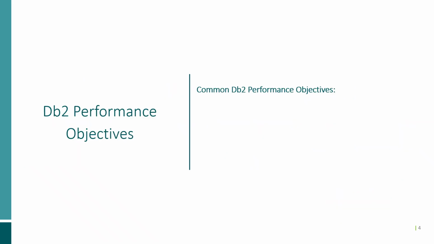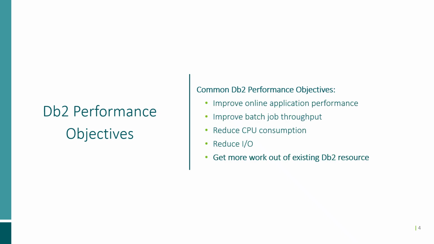Okay, let's start by discussing some common Db2 performance objectives I think any large organization can relate to. The desire to improve online application performance, batch job throughput, reducing CPU consumption related to the Db2 workload, reducing physical I/O related to the Db2 workload, and of course getting more work out of your existing Db2 resources.